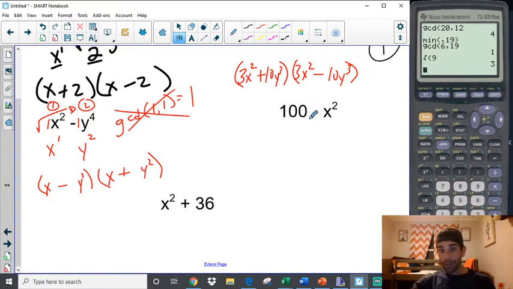Okay, last one, try it yourself. Okay, I have a difference. I have two terms. The square root of 100 is 10. 2 divided by 2 is 1. So 10x is the answer.